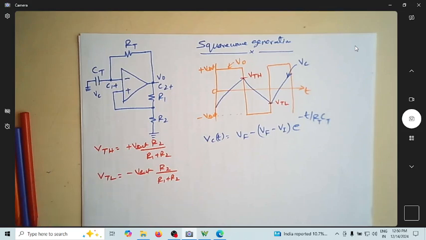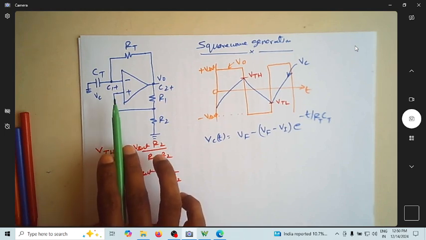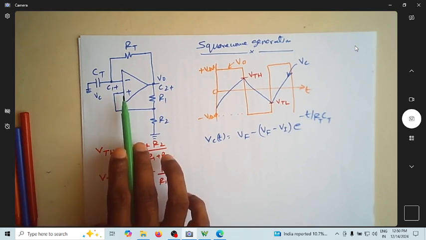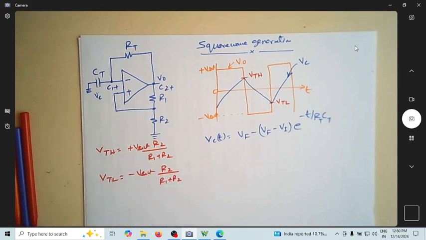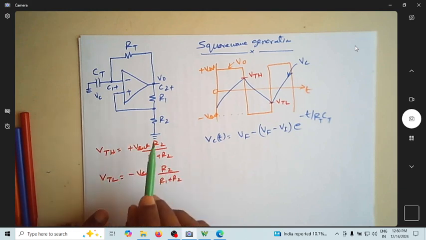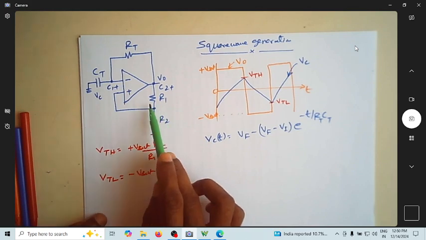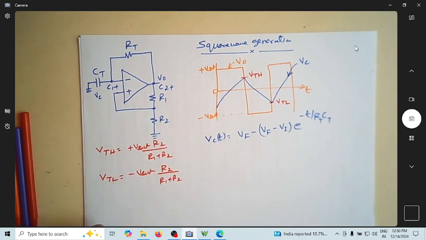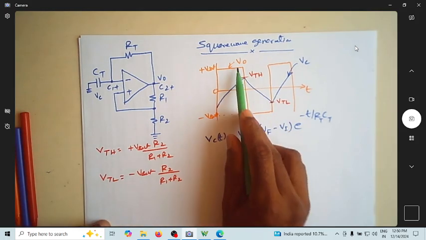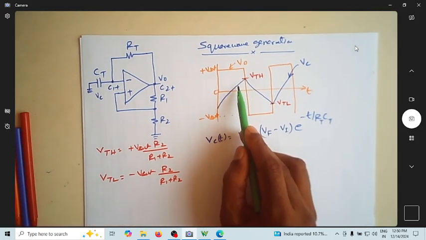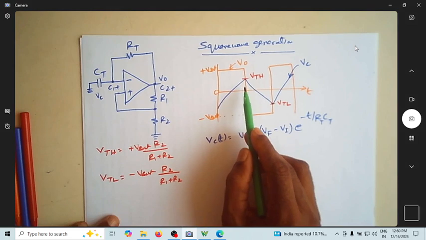Hi students, let us continue with a video on square wave generation. By this time you are very familiar with this circuit, which is for generation of a square wave using an operational amplifier. We have a timing capacitor, timing resistors, and R1 R2 are the feedback resistors, and we know that this is the output waveform and this is the voltage across the timing capacitor.